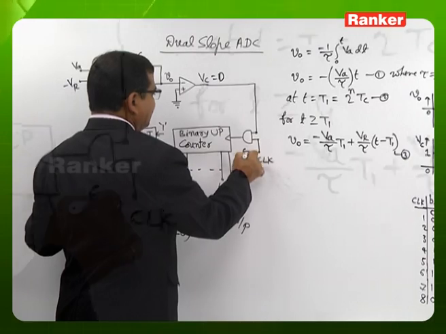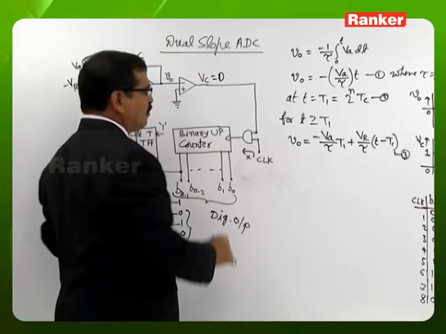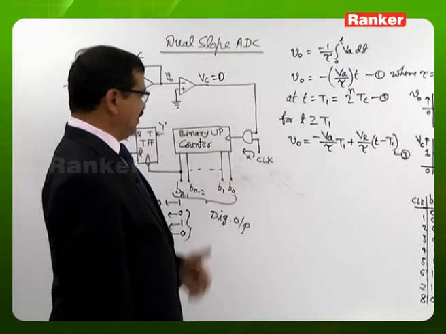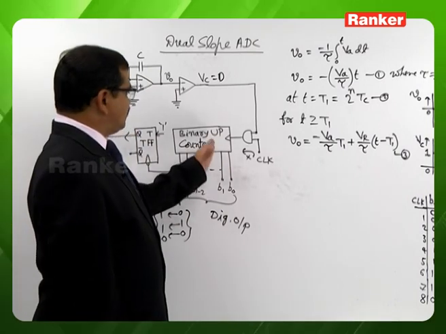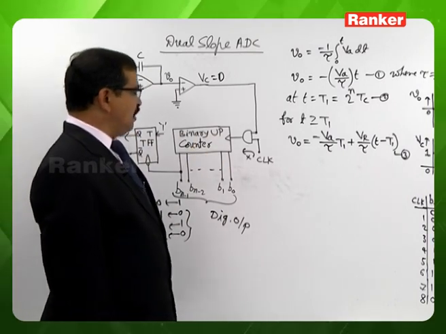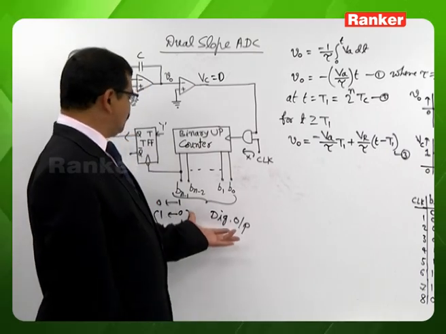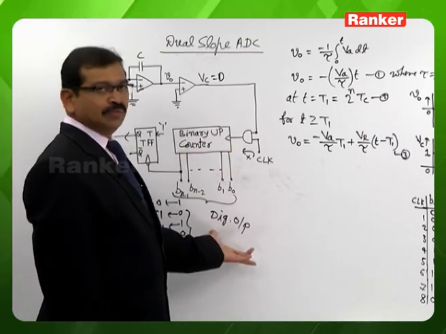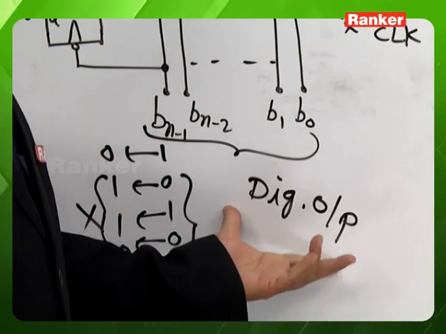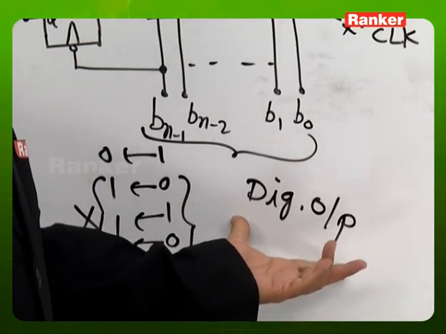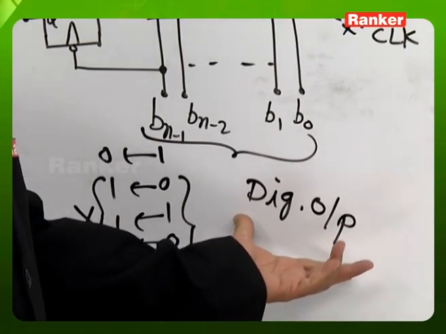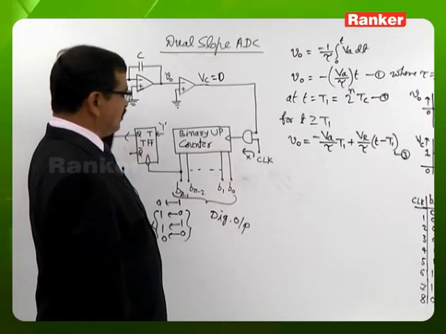So now there is no chance of clock pulses entering into this binary up counter. Once the clock pulses are not having chance to enter into the binary up counter, there is no further change in the binary up counter value. It is going to be the stable readout. So this stable readout we are going to read as a digital output for this input analog signal.